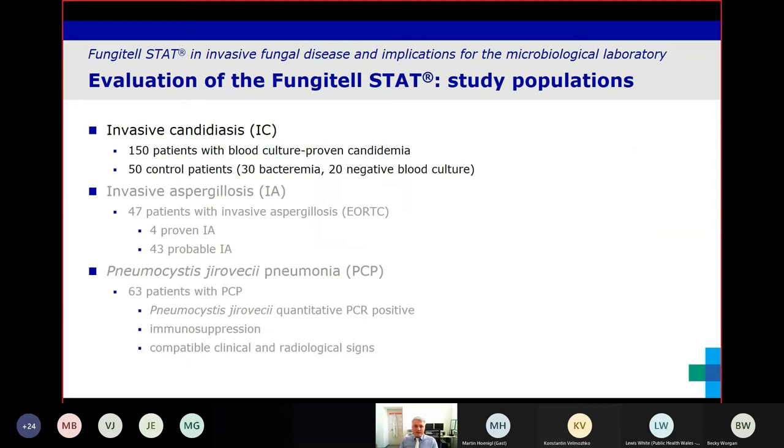To evaluate the diagnostic performance of the Fungitell STAT assay, we did a study on 3 patient populations. We had 150 patients with blood culture proven candidemia and 50 control patients with bacteremia and negative blood cultures. We also had 47 patients with invasive aspergillosis, 4 proven and 43 probable cases. And we examined 63 patients with Pneumocystis pneumonia in our study.